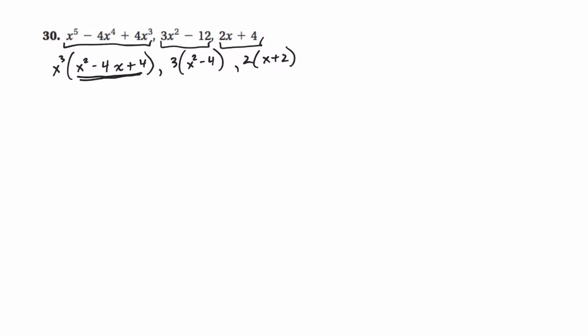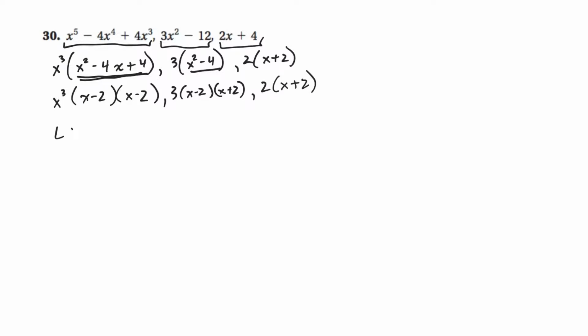Okay, so this one here looks like I can factor that into two more brackets. It looks like it'd be an x minus 2 and another x minus 2. This one, oh, that's a difference of squares. So I can put that into two brackets as well. X minus 2, x plus 2. And then the last one, I can't do anything else with that.